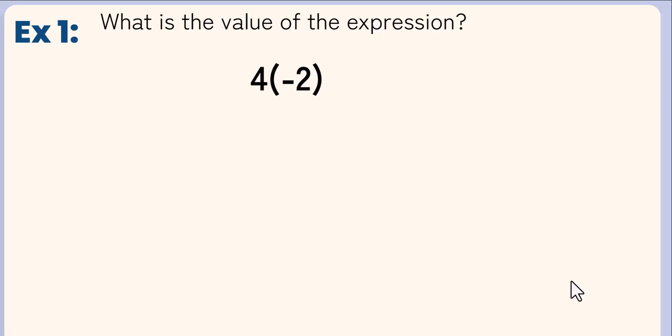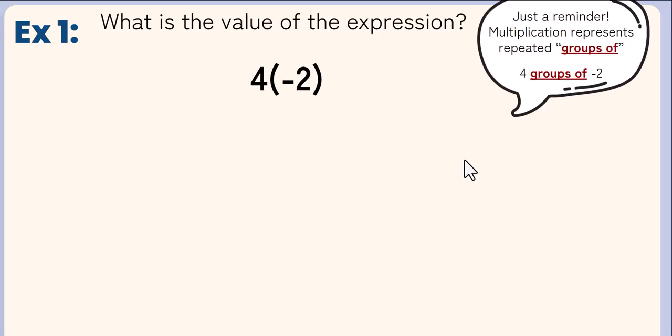So what is the value of the expression? Let's first think about how we read this. Just a reminder, multiplication represents repeated groups of. So multiplication is groups of, and in this expression, it's 4 groups of -2.